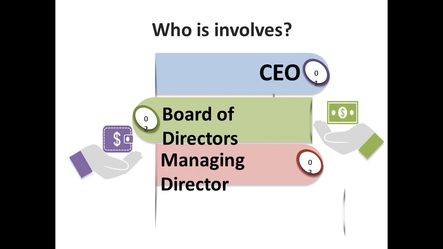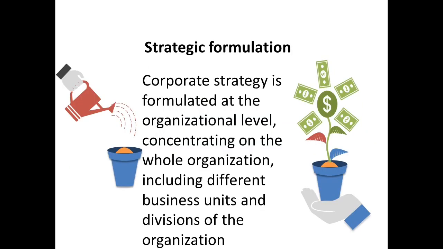Okay, next is strategic formulation. Corporate strategy is formulated at the organizational level, concentrating on the whole organization, including different business units and divisions of the organization. Okay, before we want to do a business, corporate level must have a strategic formulation to make their company success or not. Okay, so they have a formulation to get their business to be successful.